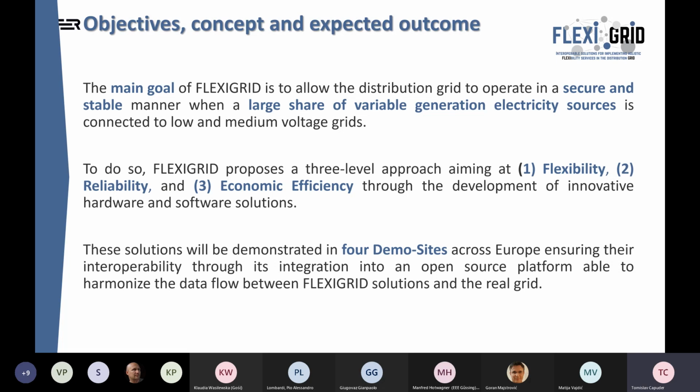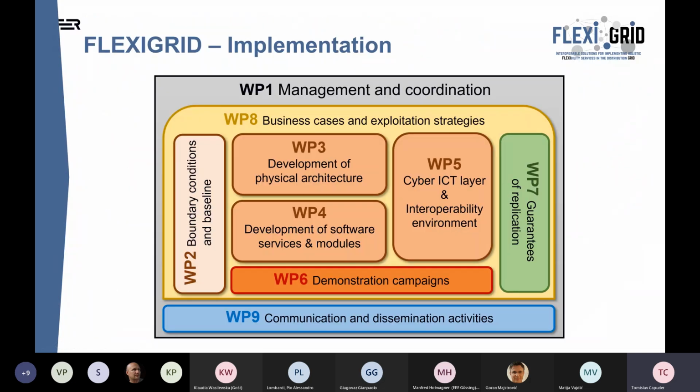And of course, the economic efficiency. So everybody wants lower bills, and these new technologies actually enable them to maybe even create some profit by providing system services. We focus on 4 demo sites, and we develop some solutions for them.